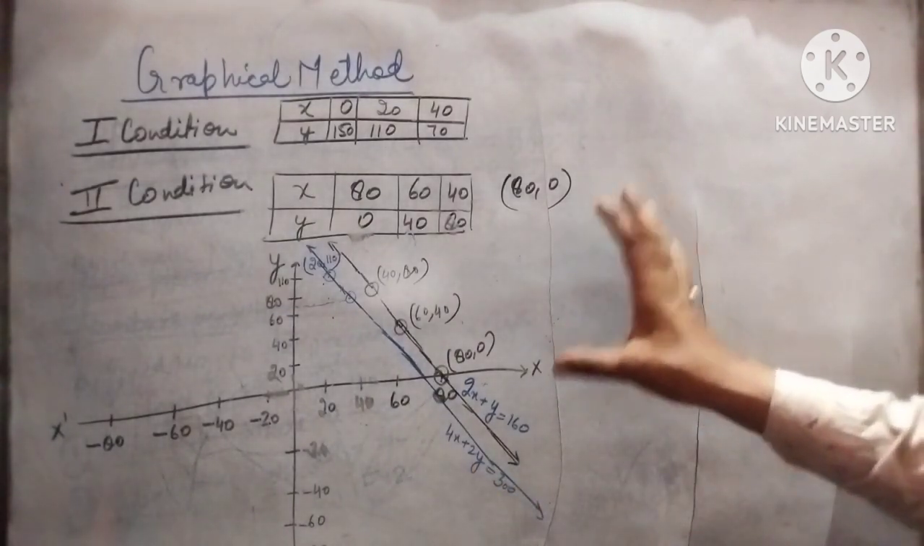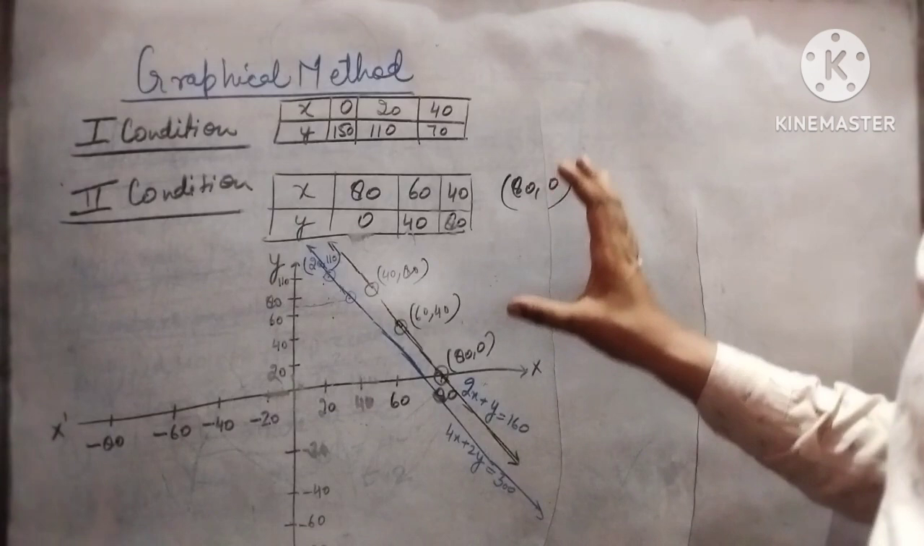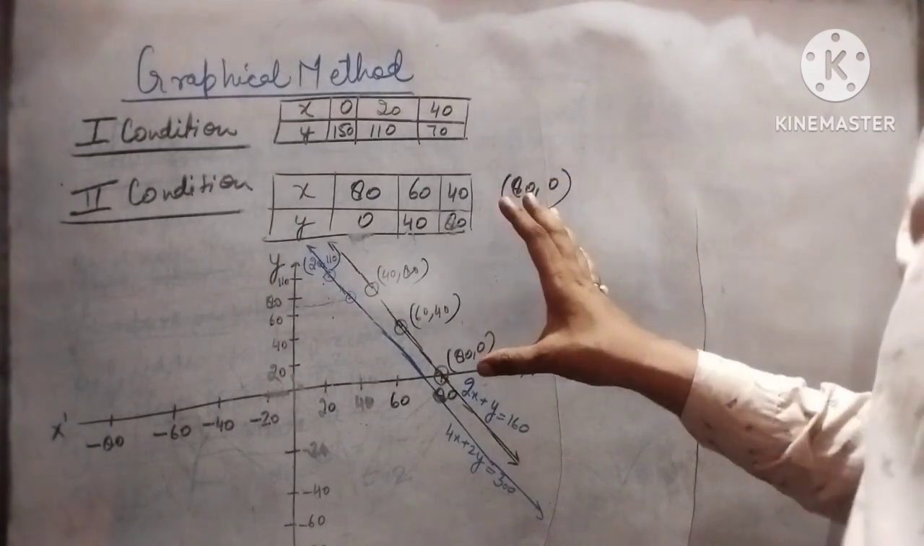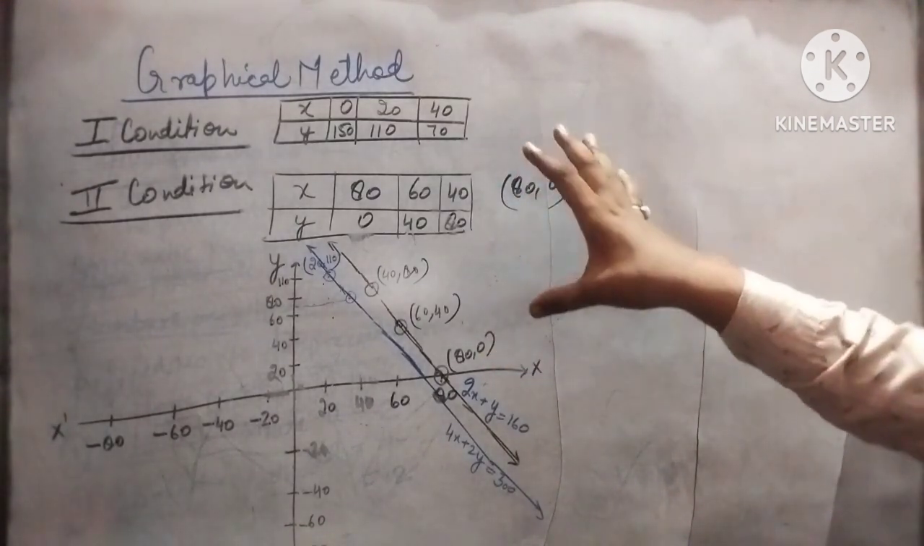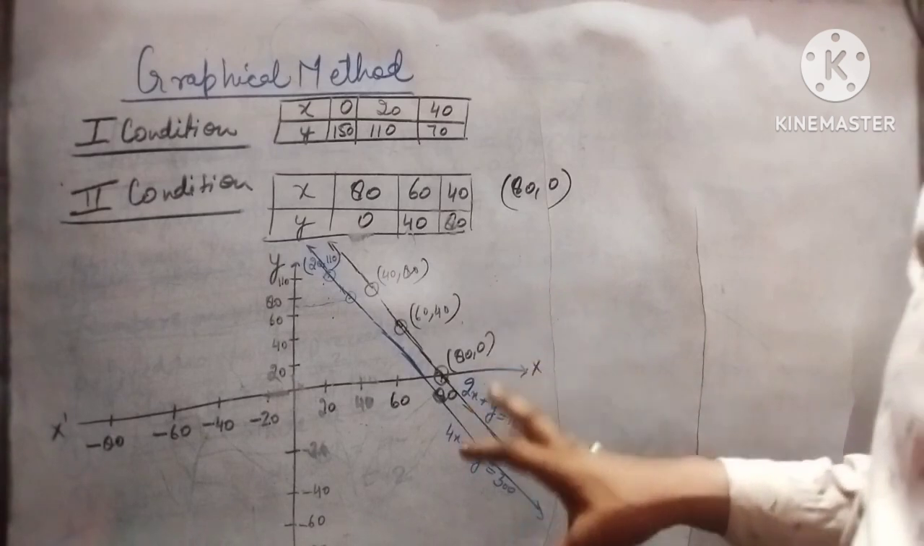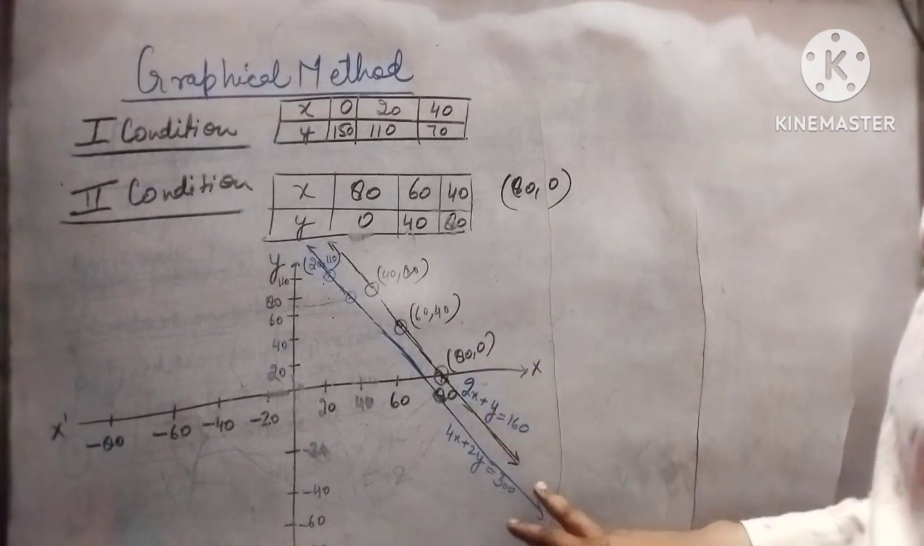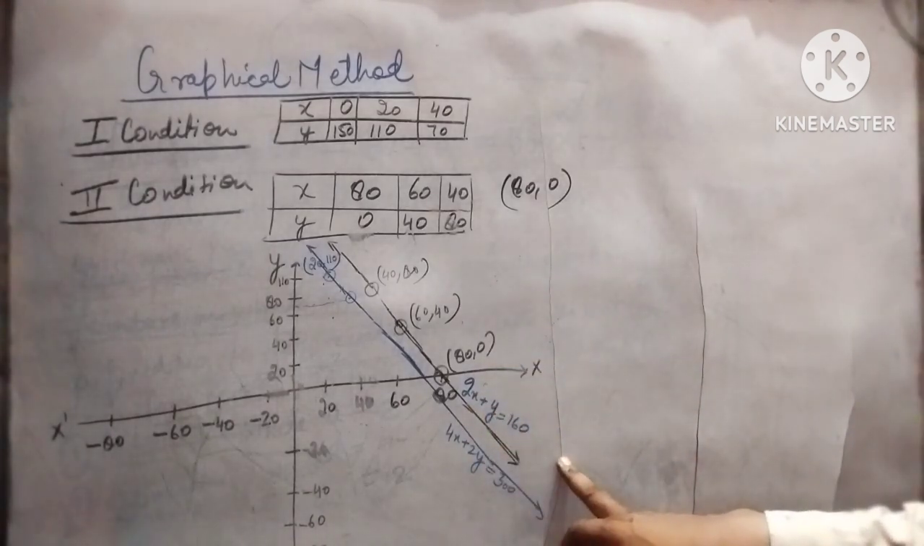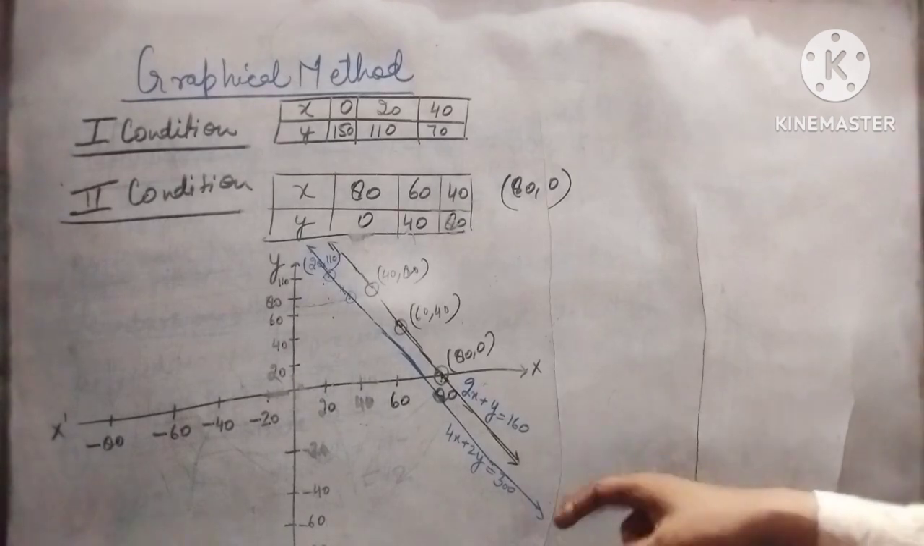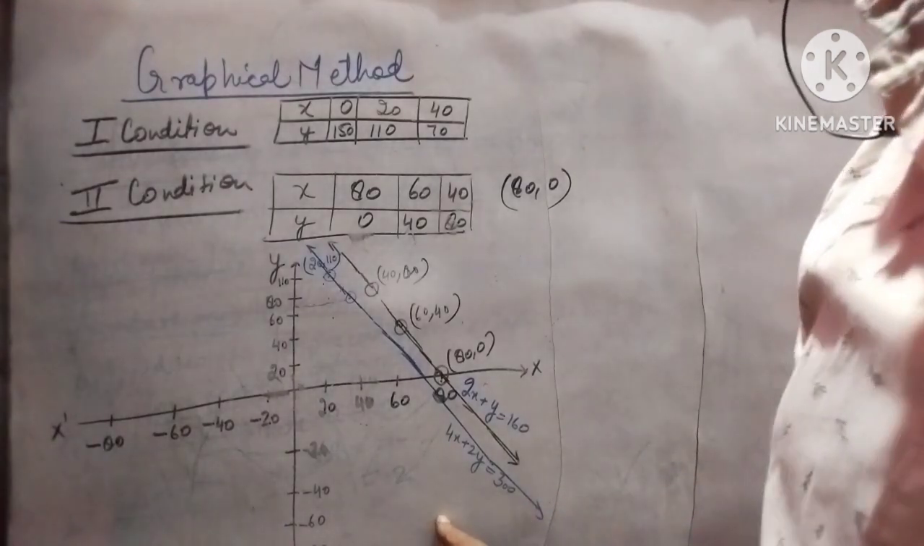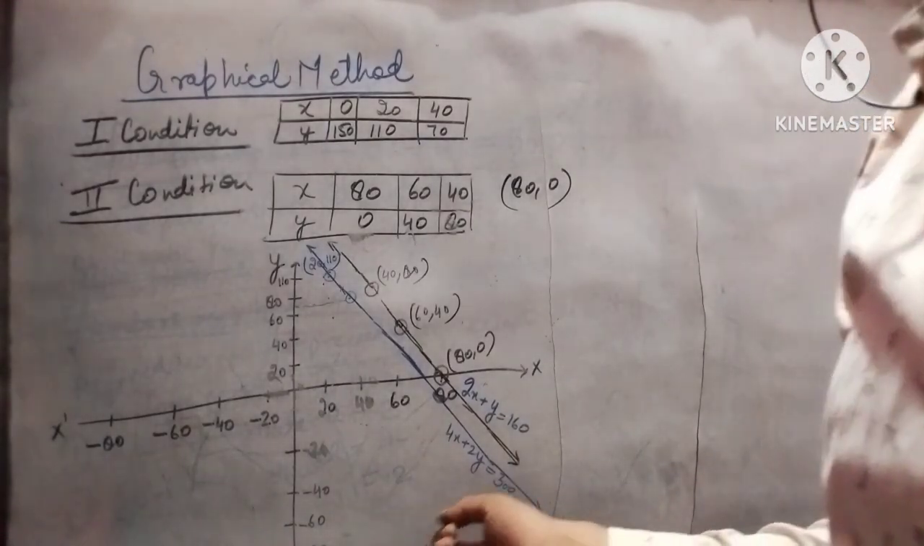So what we have got here, when we plotted these coordinates on a graph paper, we found that these two lines are parallel. So what will be the conclusion over here, we will discuss just after this.